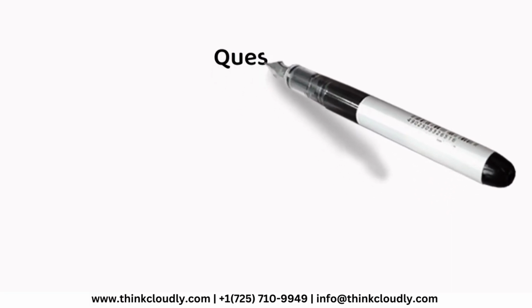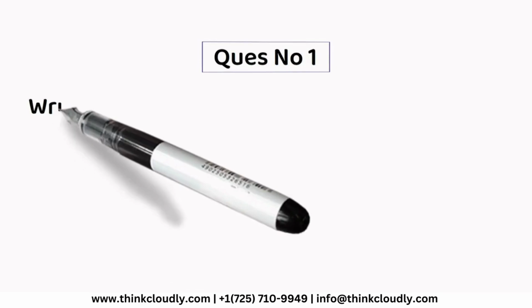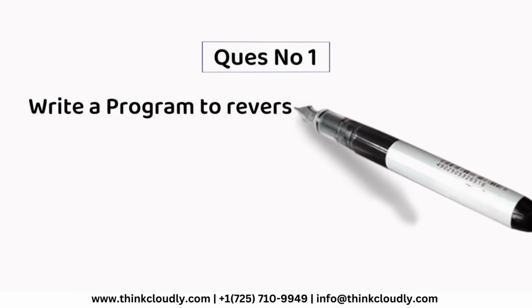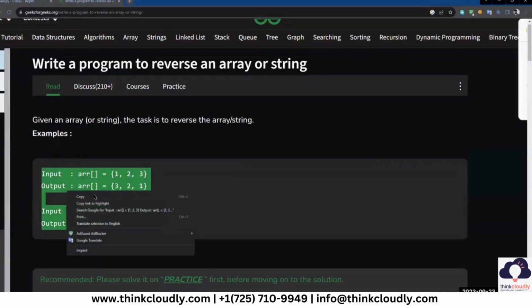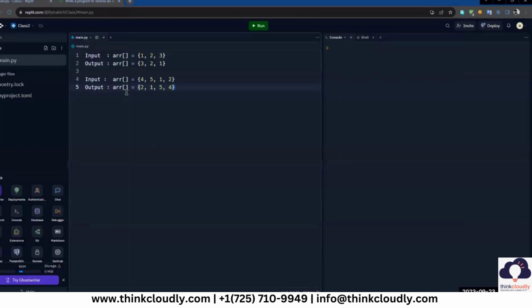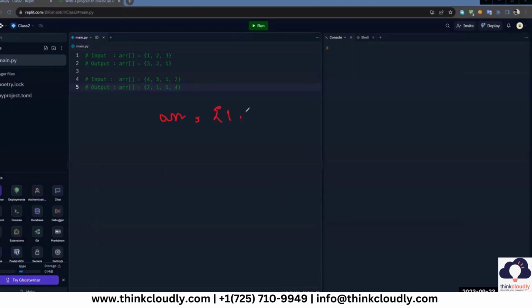Let's go with the question. So the first question is to reverse an array. Perfect. So let's see. We will get an input from the user like this. Array equals 1, 2, 3, and I have to reverse it. Array equals 3, 2, 1.